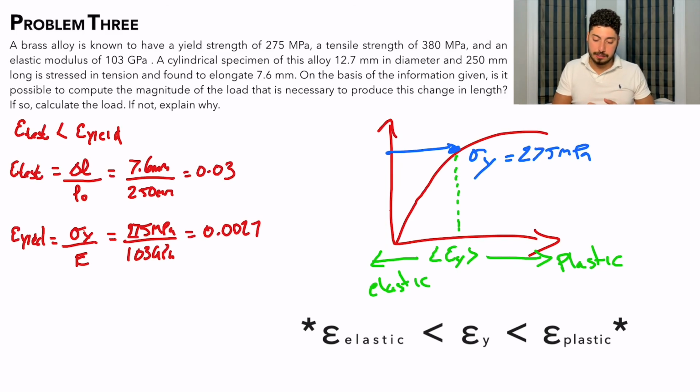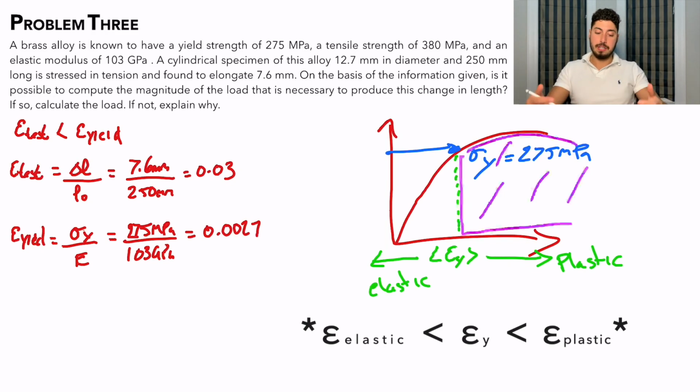So let's look at these values with respect to our inequality. Our strain at yielding is less than our strain at our test conditions, and therefore we are in the plastic deformation area, and we don't have enough information to solve this problem. So we can conclude that because our inequality does not hold, we don't have enough information to solve this problem, and that's how we're going to conclude. That's the end of problem 3.